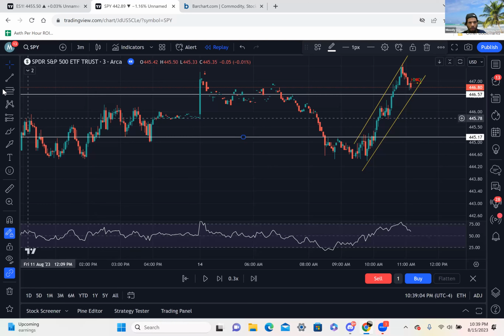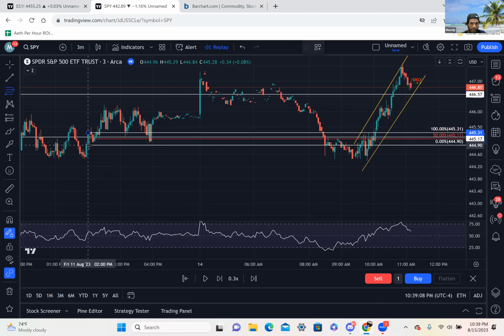Oh, I'm sorry, I should draw it. I'm going to use my fib. I'm going to use this level, right? And as long as I don't leave that level, I'm going to stay in that trade, right?